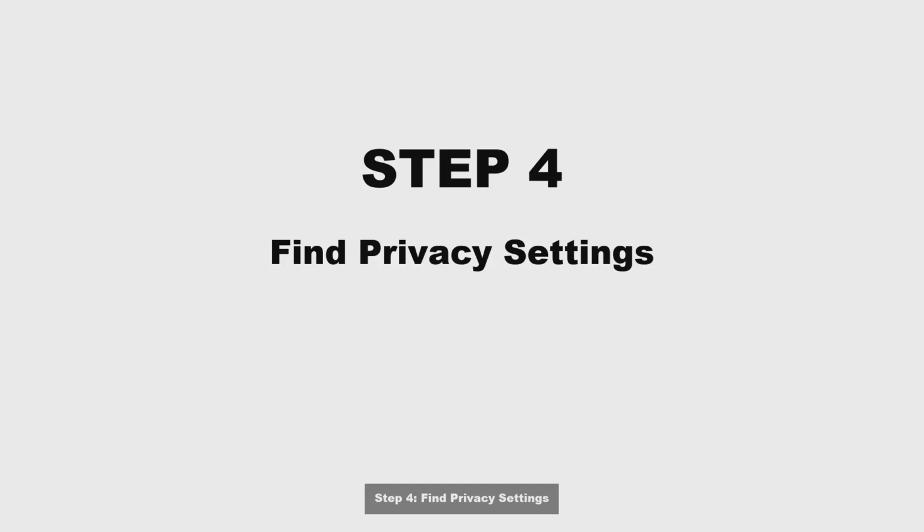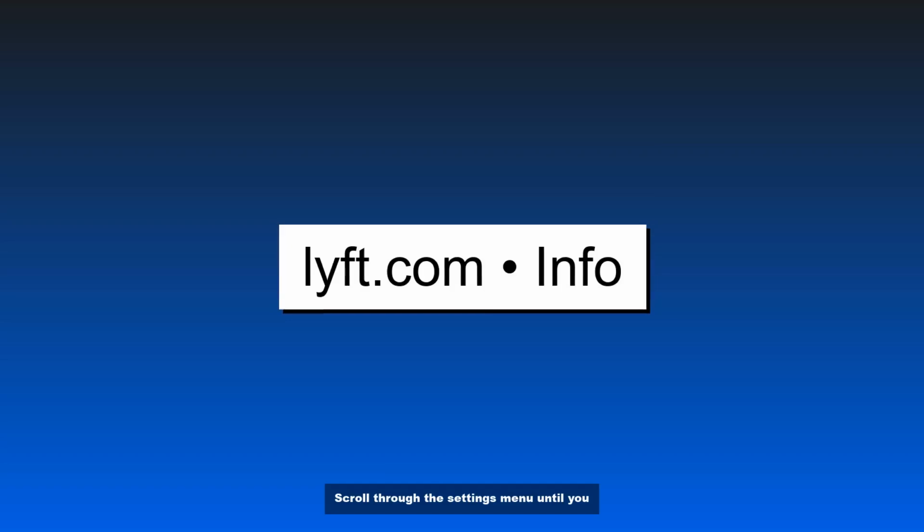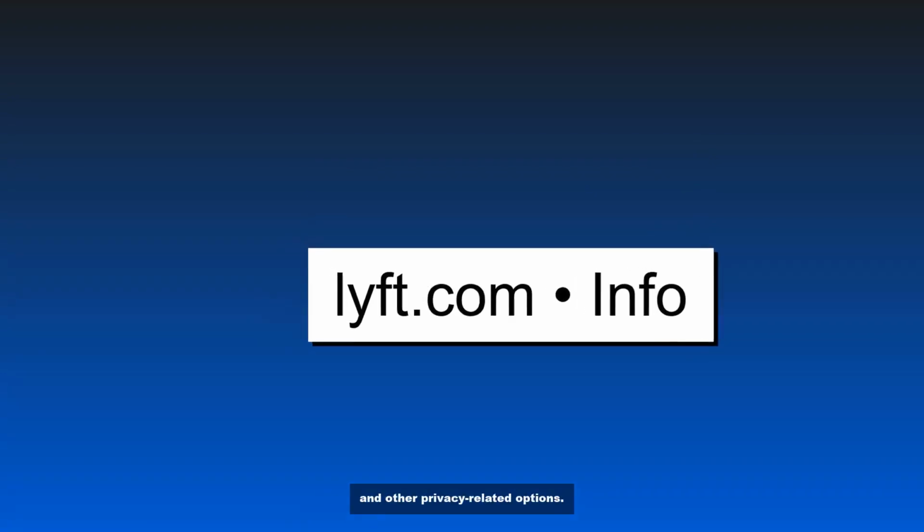Step 4. Find privacy settings. Scroll through the settings menu until you find the privacy or history section. This is where you can manage your search history and other privacy-related options.